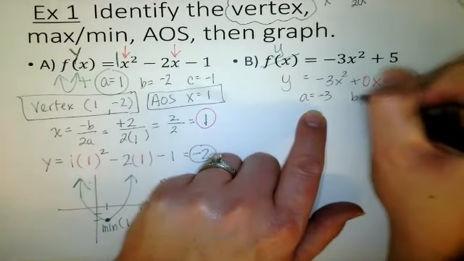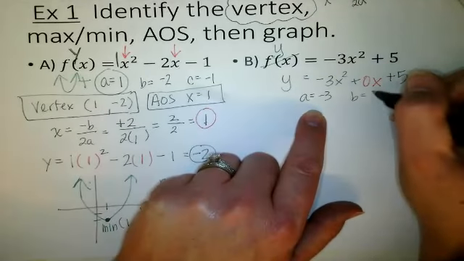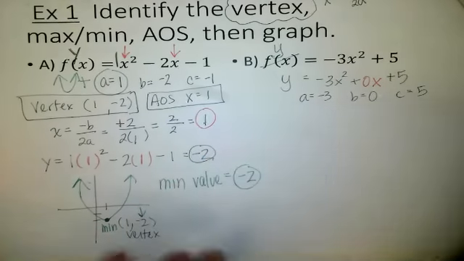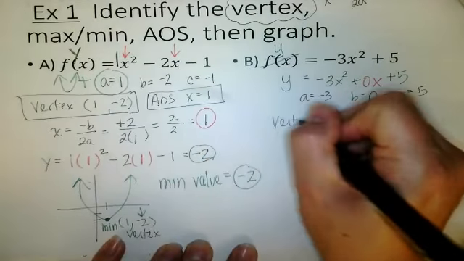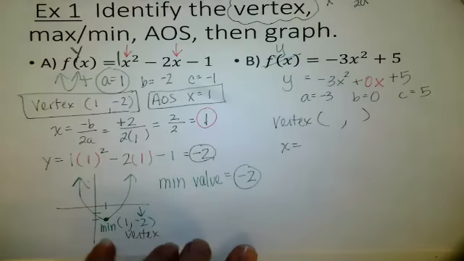Negative 3. What's the b value? 0. What's the c value? 5. Good. All right, so we want to find the vertex. The vertex is an ordered pair. How do I find the x-coordinate of the vertex?